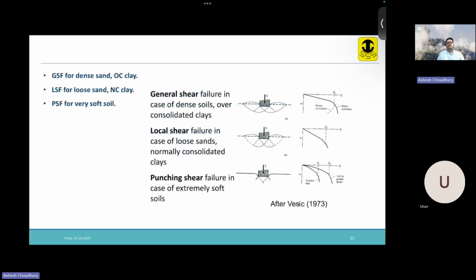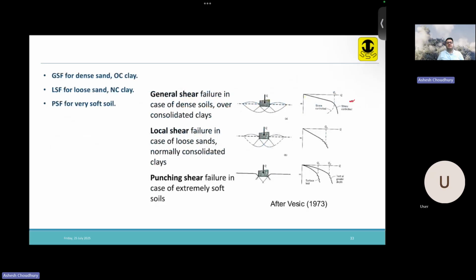We have general shear failure for dense sand or over consolidated clay. So in general shear failure, in case of dense soils or consolidated clays, we have a distinct failure surface that is formed, and also a good amount of heave that is there. And we have this type of pressure settlement curve.